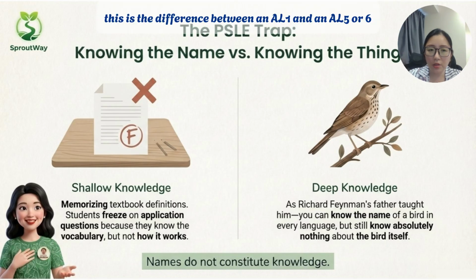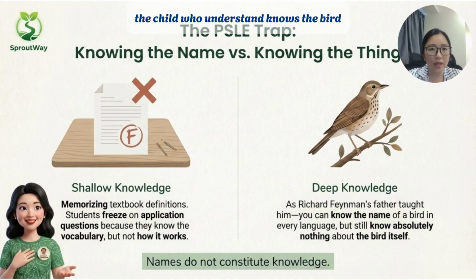Parents, this is the difference between an AL1 and an AL5 or 6. The child who memorizes knows the name, the child who understands knows the bird. And the PSLE is always asking about the bird, every single time. Names do not constitute knowledge.